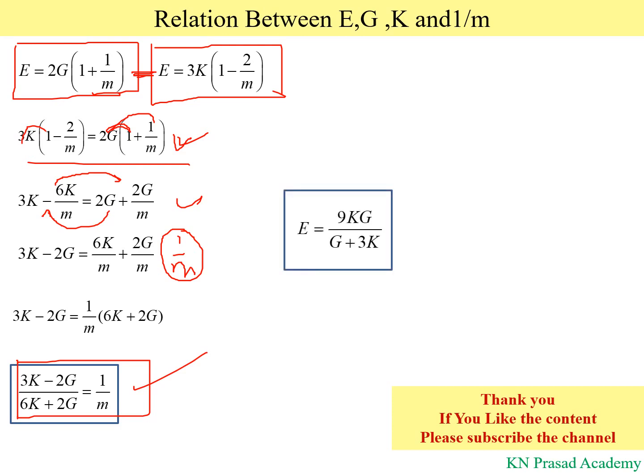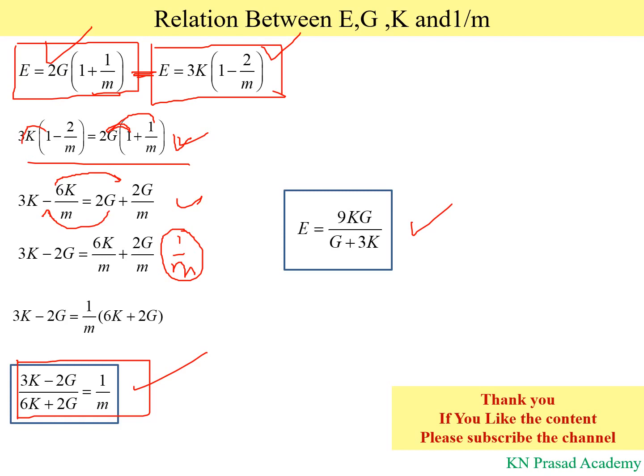And then we substitute this 1 by M value in any of the above equations. We will get the relationship between the Young's modulus, shear modulus and the bulk modulus, which is E equal to 9KG divided by G plus 3K. So I have to remember this formula also. Finally, I want to conclude this: these four formulas are very important from the exam point of view.